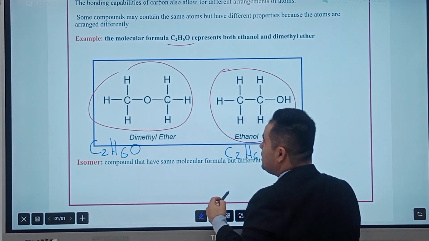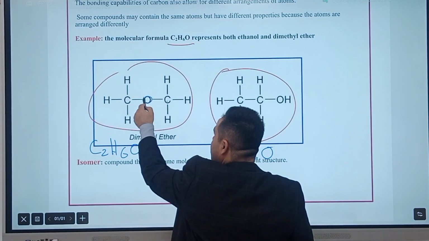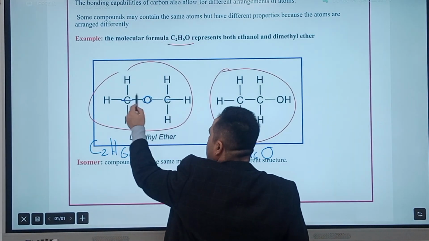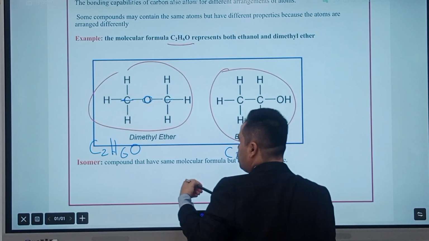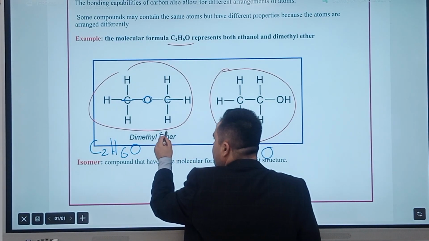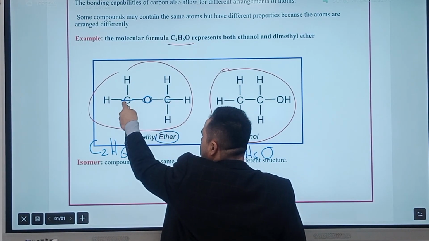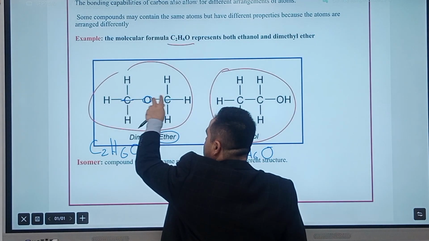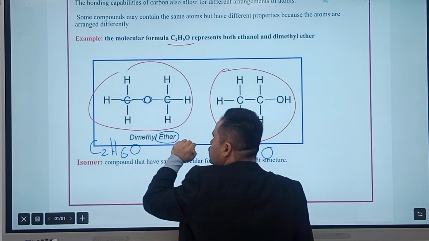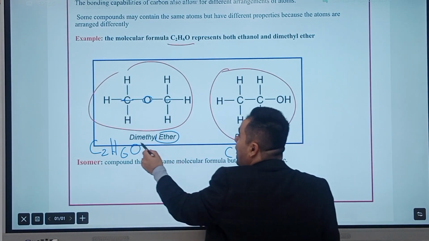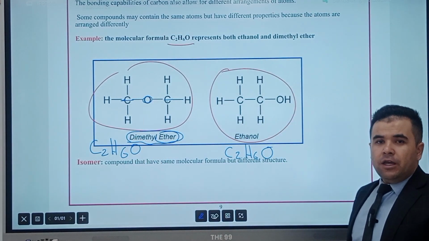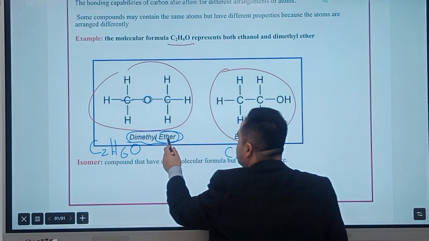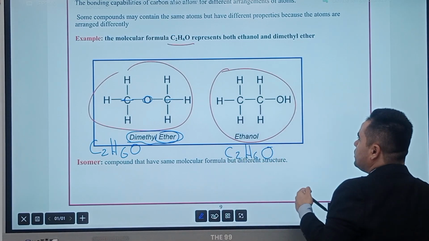But in this, when the oxygen is in the center and bonded with the 2 hydrocarbons, we call this the ether, guys. And these are the methyl, so the alkyl groups connected to the oxygen we call an ether. Dimethyl ether, this is the name of this structure, and the structure is changing.